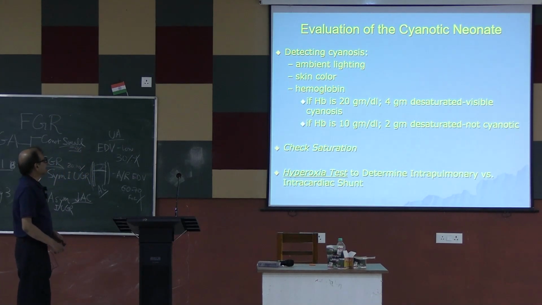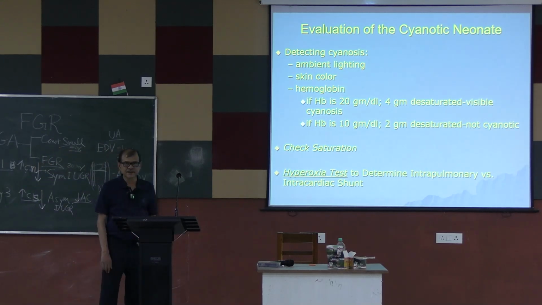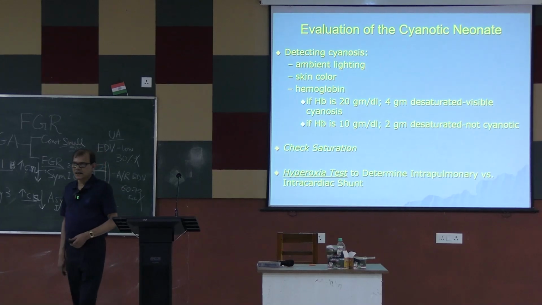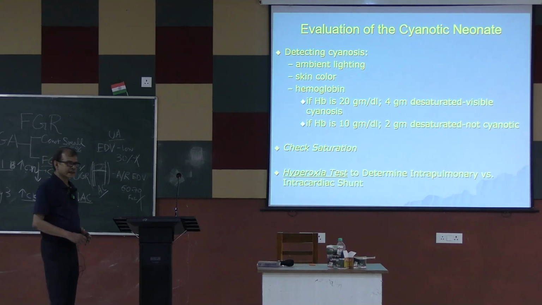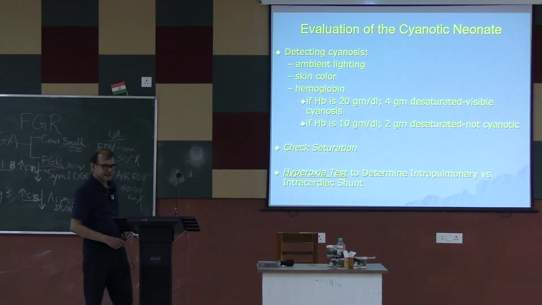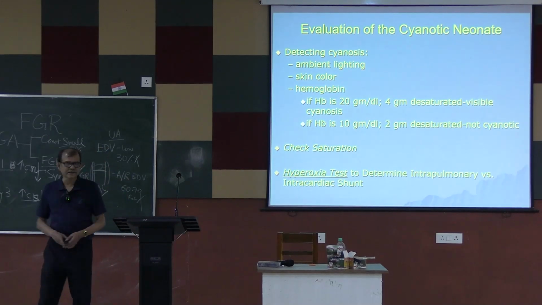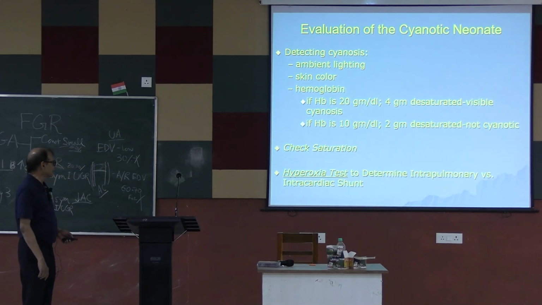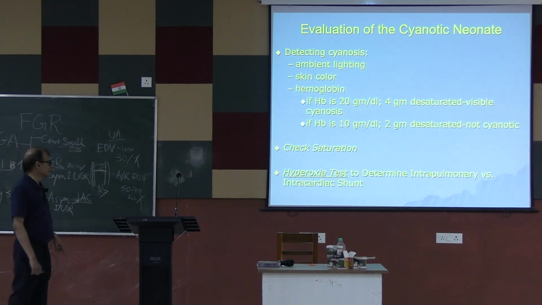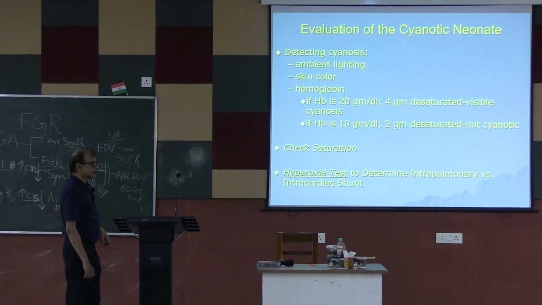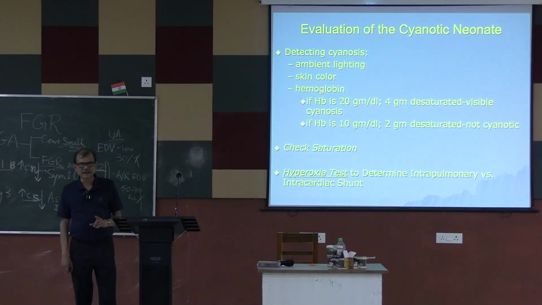Now, detection of cyanosis. The detection of cyanosis is done by the hyperoxia test, pulse oximetry, and arterial blood gas analysis. What is the hyperoxia test? This is very crucial for differentiation between intrapulmonary pathology or intracardiac shunt, which one is responsible for the cyanosis.